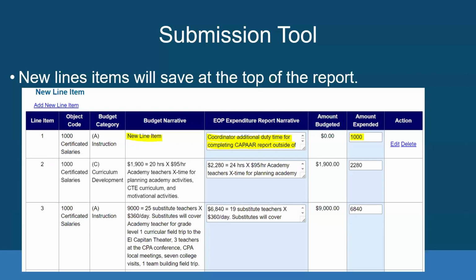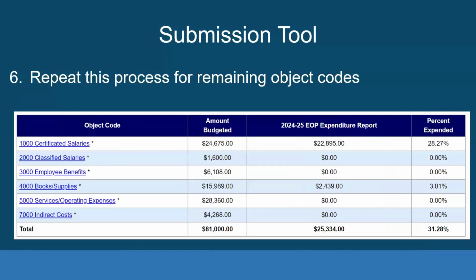And then that will generate a new line item back in the main table. If you need to edit it, on the right-hand side, you can click Edit, and if you made a mistake, you can click Delete. And then you'll just repeat the same process for all of the remaining object codes. Anything that you budgeted for originally shows up in this table.